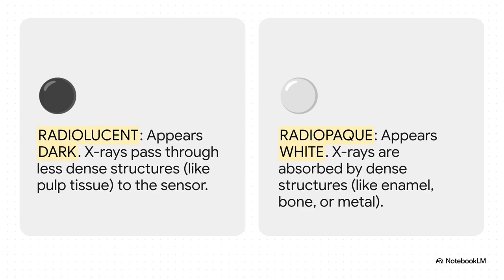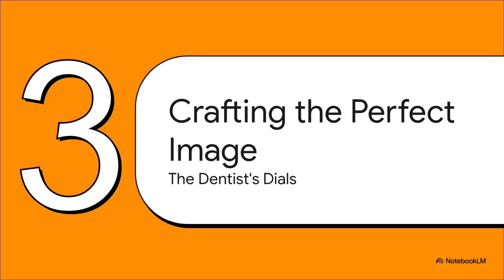We call that radiolucent. But the really dense stuff, like bone or your super hard tooth enamel or a metal filling, absorbs or just flat out blocks the photons. Since no photons can get through to the sensor in those spots, they show up as white, and that's what we call radio-opaque. So really, the image is just a shadow picture, a shadowgraph created by all those different densities. But to get a really clear picture that a dentist can actually use, they need to be able to control that X-ray beam with incredible precision.